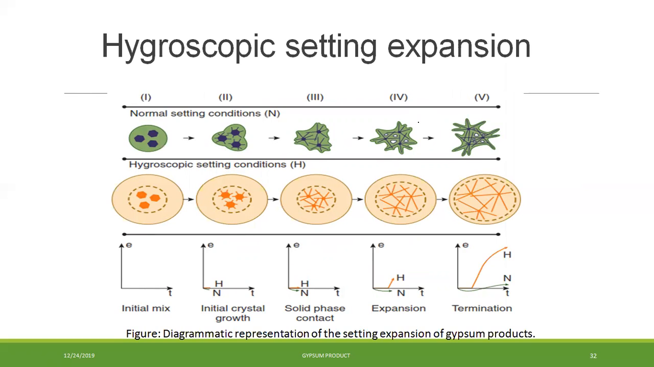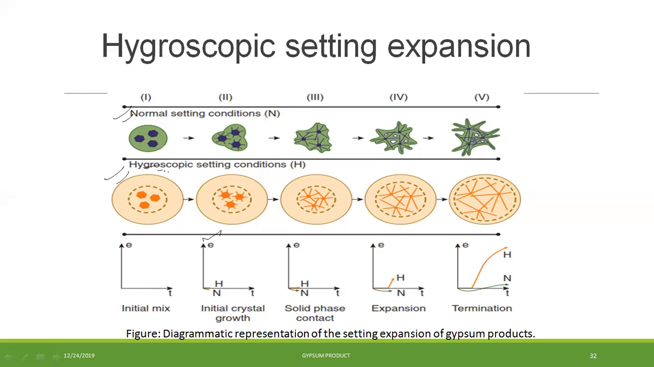Now come to hygroscopic expansion. This is normal setting expansion, and this is hygroscopic expansion. Now understand the concept. Normal setting expansion I have already told you. Hygroscopic setting expansion is when a gypsum product is placed underwater, which is why it is hygroscopic. If the product is placed underwater before the initial set stage, a greater expansion is seen. This is due to hygroscopic expansion.